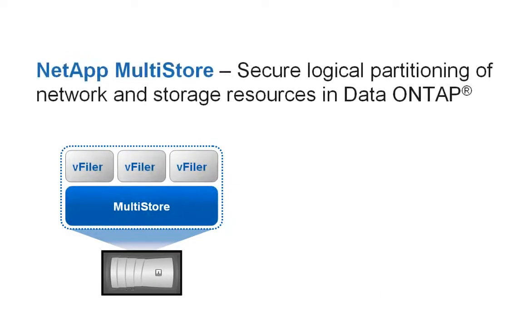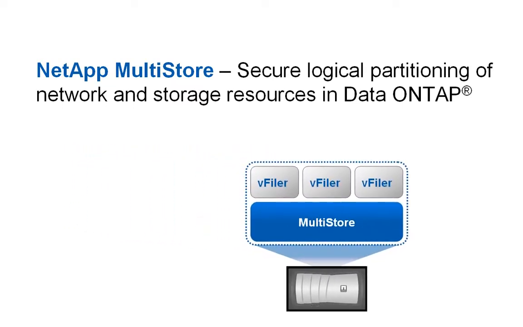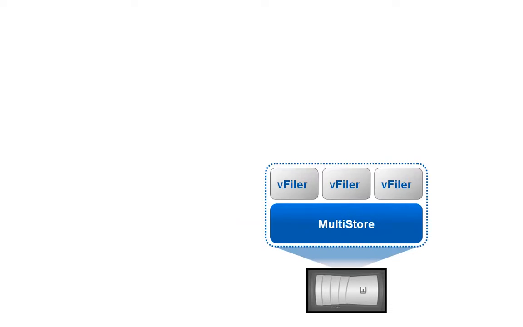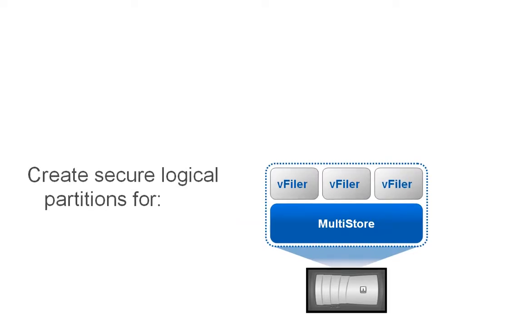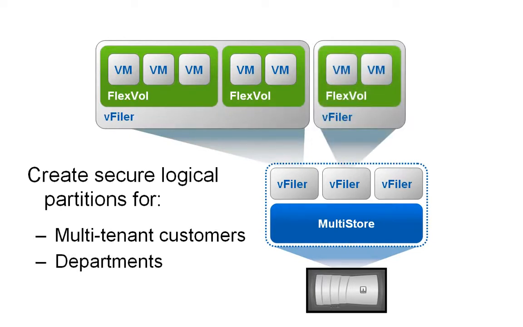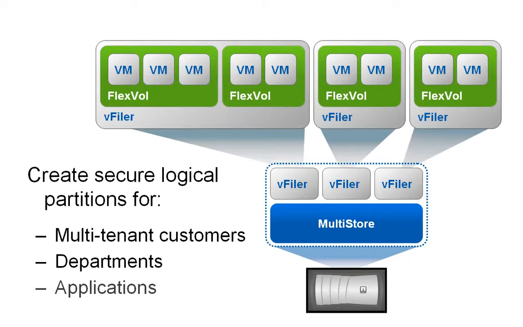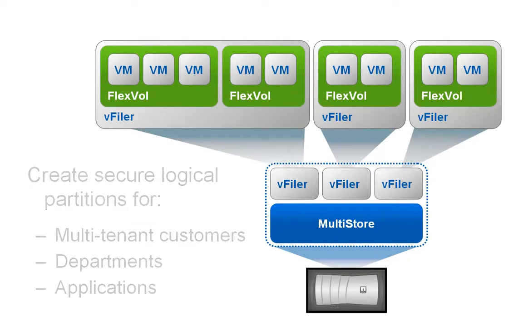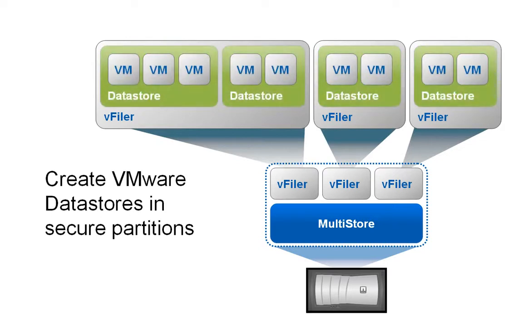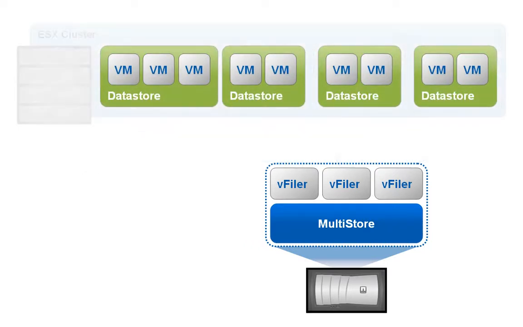Data Motion is based on NetApp MultiStore technology. MultiStore allows the creation of secure logical partitions, called vFilers, from physical storage and network resources in Data ONTAP. vFilers provide secure separation of multi-tenant customers, departments, or applications within the same physical array. In VMware environments, these secure partitions contain complete data stores.